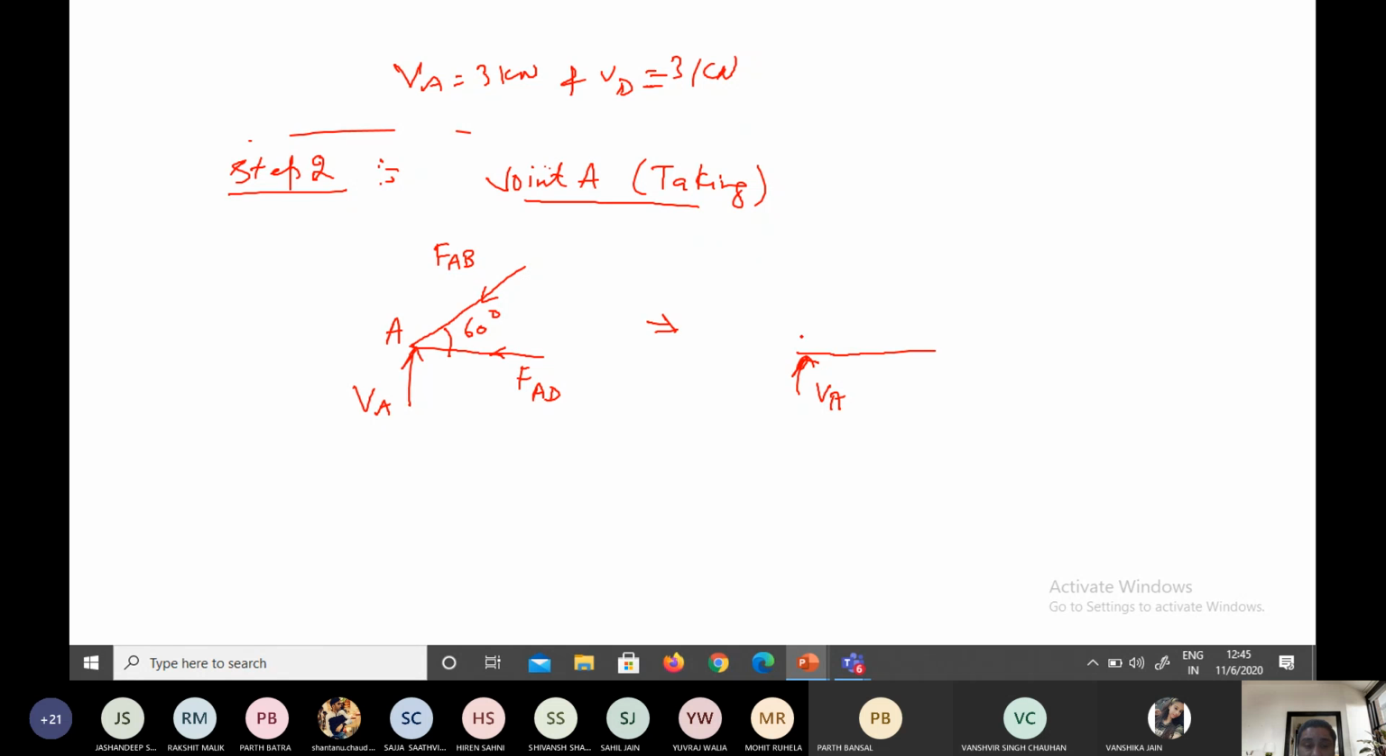This is VA. This is FAB sin 60 and this is FAB cos 60, and one force is FAD. Now apply equation of statics. Fx is equal to 0, Fy is equal to 0. From these two equations, we will get the value of FAB and FAD. Please tell me what is the value you are getting?